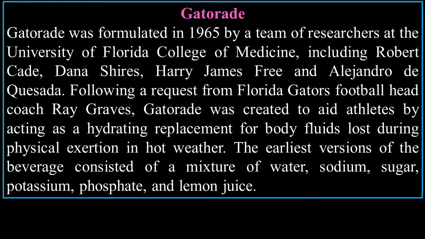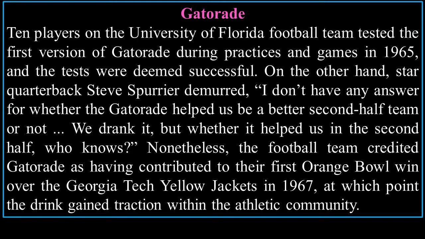The earliest versions of the beverage consisted of a mixture of water, sodium, sugar, potassium, phosphate, and lemon juice. So right away, you see that there are some electrolytes. We have phosphate, we have potassium, we have sodium. Sugar is not an electrolyte. The 10 players on the University of Florida's football team tested the first version of Gatorade during practices and games in 1965, and the tests were deemed successful.